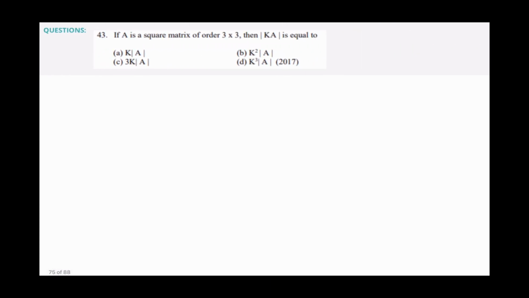In the next question, again very simple question. They keep repeating all the time. Okay, 3 cross 3, so it will be k power 3 into determinant of A. So done.